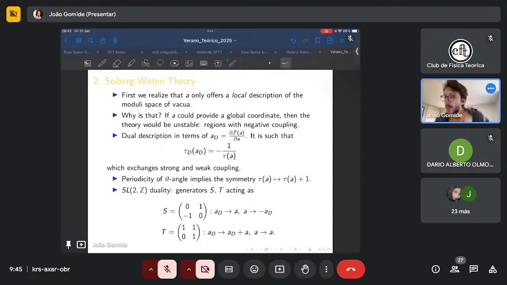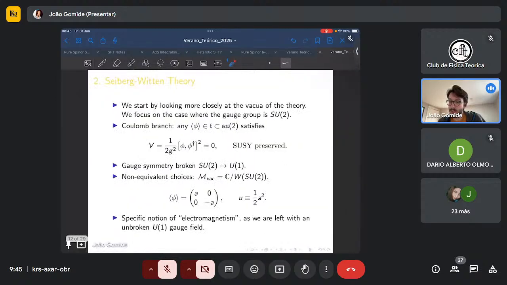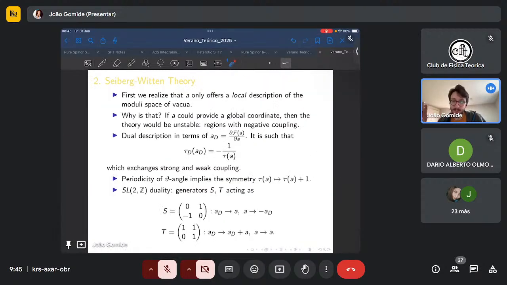and in terms of the variables u. And you conclude that if a was a global coordinate, then there would be regions in this space where this gauge coupling would be negative. And since we have the coupling here in the scalar potential, if we have a negative coupling, then the theory is just unstable. So you can have states with arbitrarily low energy. So this is not the case. We want things to make sense.